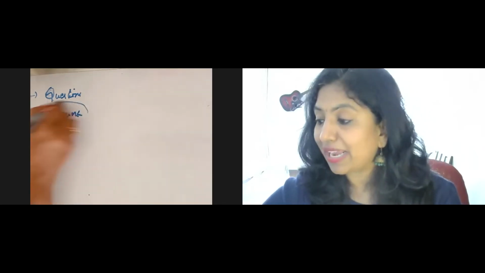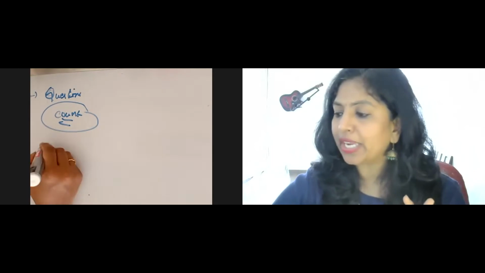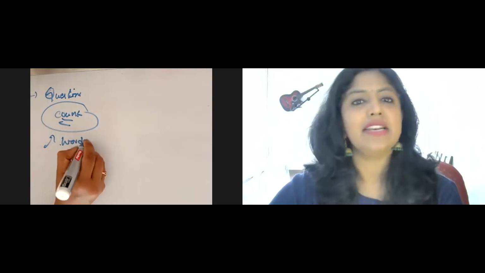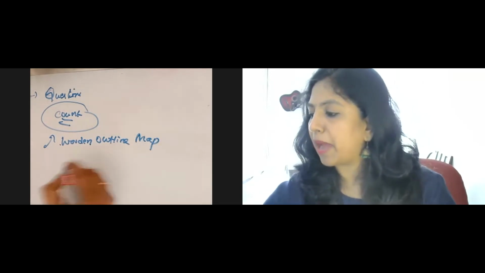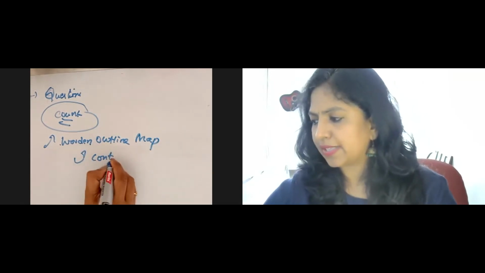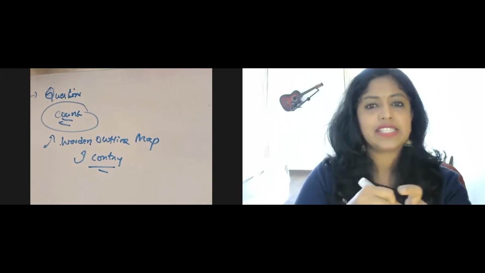Now for this, to make it easier, you can give something called the wooden outline map. This wooden outline map is country specific. So whichever country you are in, start off with that.